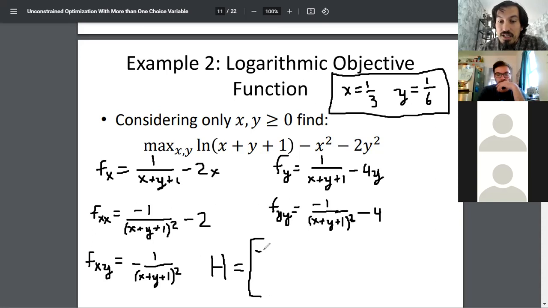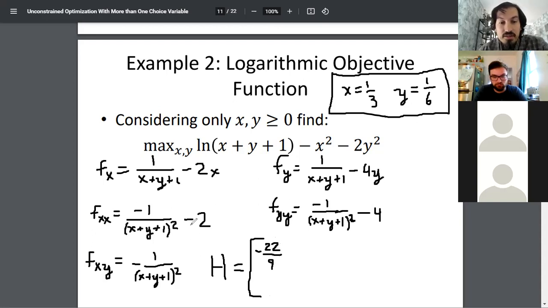-22/9. Do you guys want to check me? I know a lot of this is just arithmetic right now. Use a calculator if you're not sure, right? Just plug it in with a calculator. I think the answer is -22/9 there, although I did a lot of math in my head. What do you guys think? Am I right?